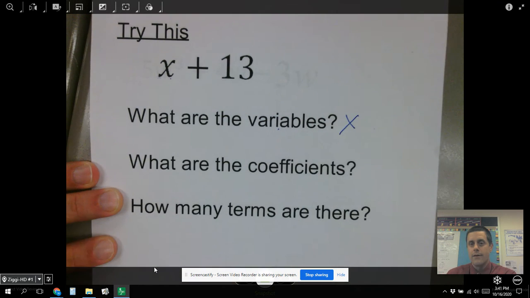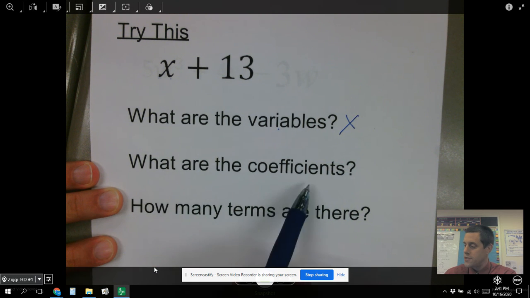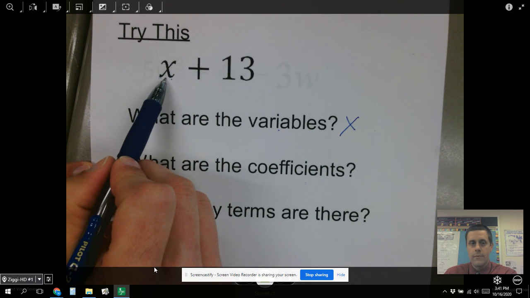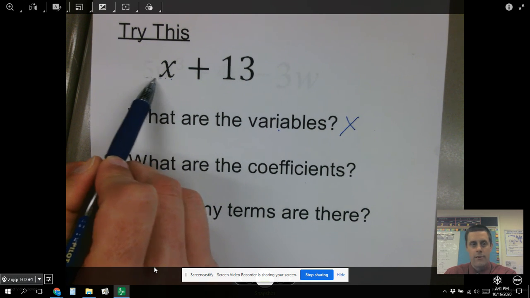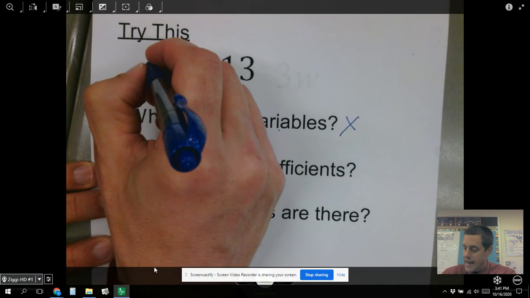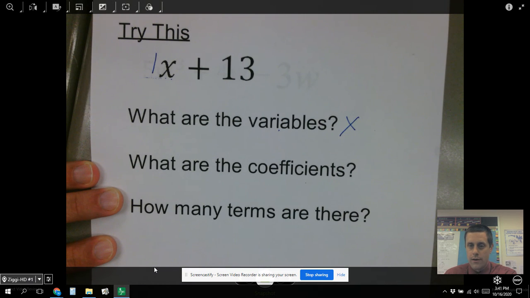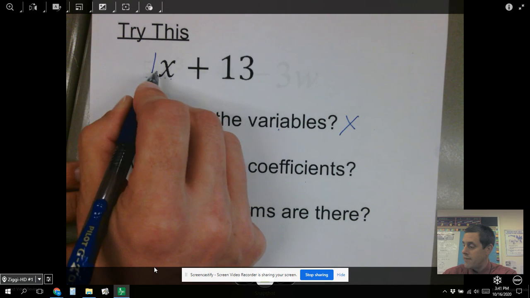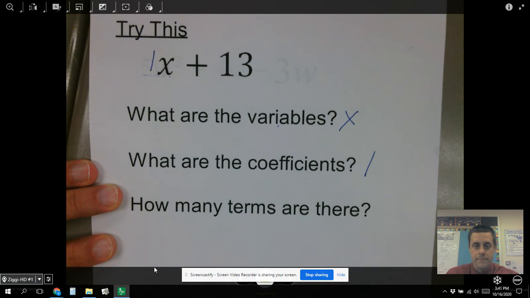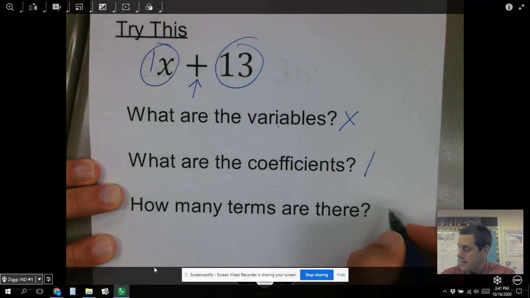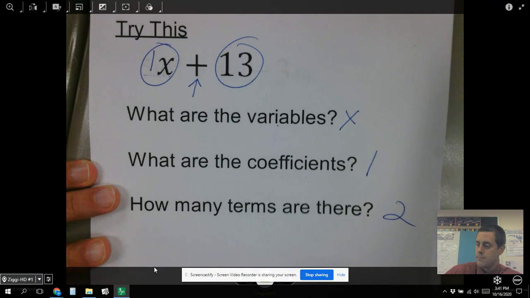x is a variable. Now here's a tricky question, coefficients. I've said all lesson long, every variable has a coefficient. Here we have a variable, but there's no number out in front of it. Anytime you have a variable with nothing in front of it, there's actually an invisible 1. So the coefficient of x is a positive 1. How many terms are there? Here's my plus sign. It's separating x from 13. That gives me 2 total terms.